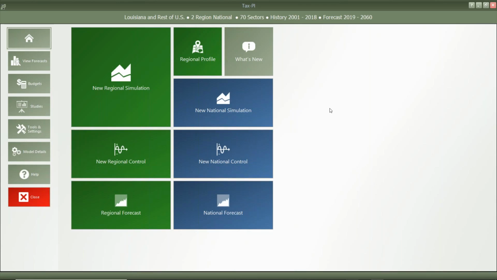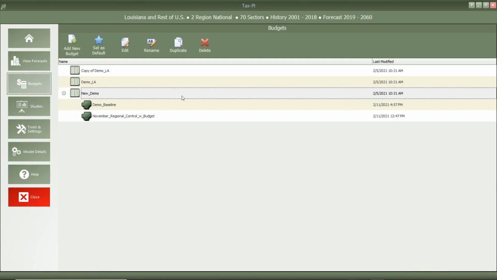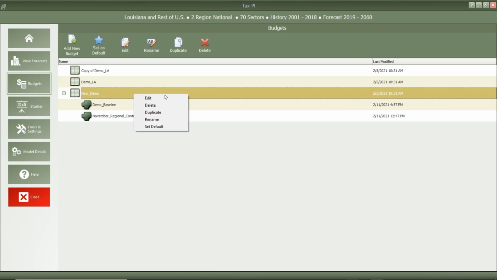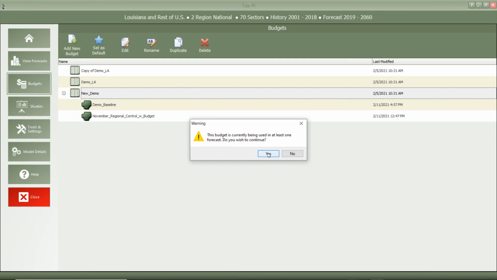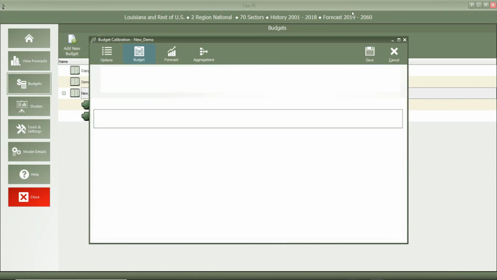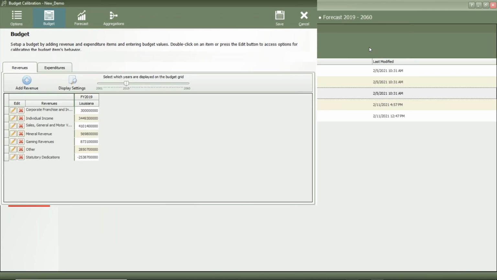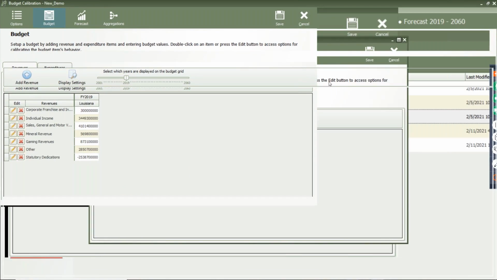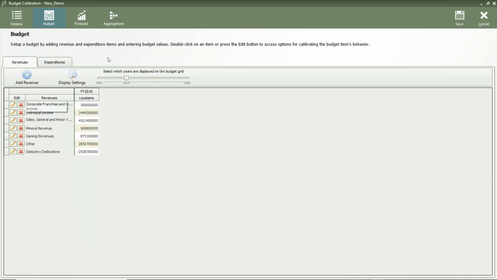And before I run the simulation, I would like to introduce the budgets, which is a very unique and special feature of the Tax PI. So let me right click and go to the edit here. And this one is the interface for the budget. So basically it's very highly customized.